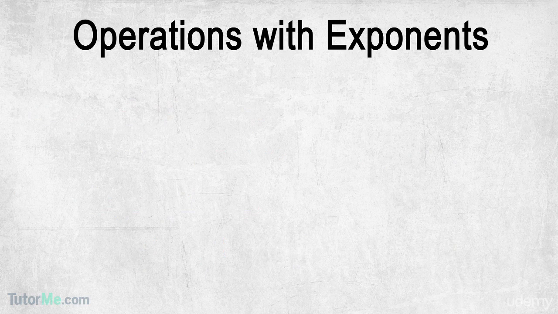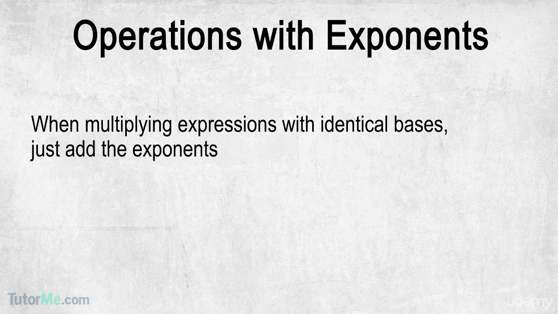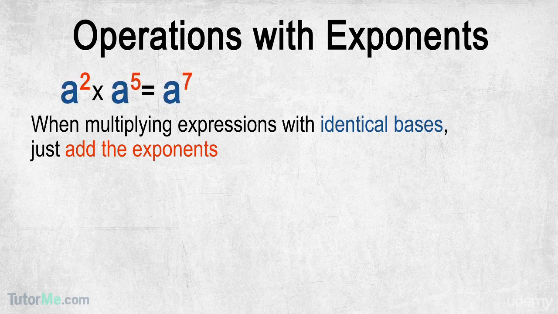Now, multiplying and dividing exponents works differently. In this case, the exponent is the value that changes. When multiplying expressions with identical bases, you simply add the exponents. So a squared times a to the 5th equals a to the 7th.